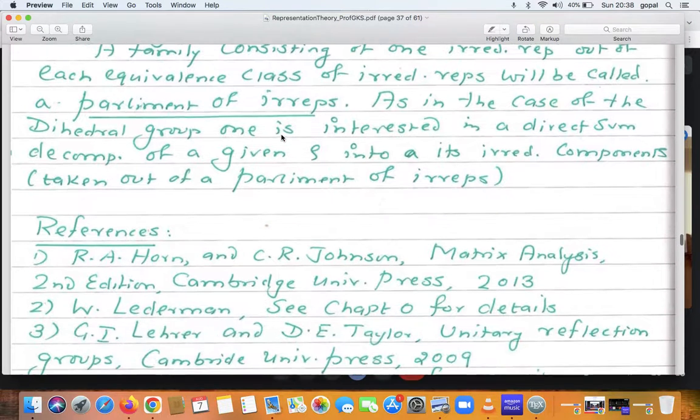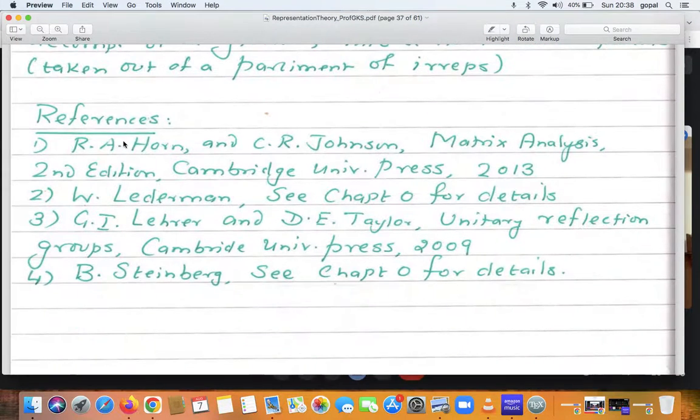And here are some references. The Fuglede-Putnam theorem, the reference is Horn and Johnson's. Lederman's book, which I already talked about in chapter 0. Lehrer and Taylor, on unitary reflection groups, from which I picked up that example of a degree 2 representation of S4, and Steinberg's book again, which I talked about in chapter 0.